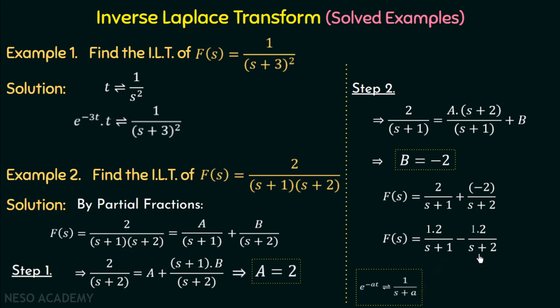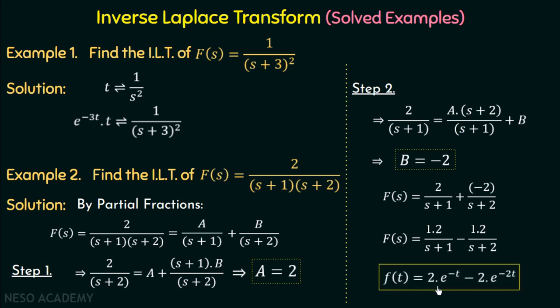Similarly, 1 over (s plus 2) will have an inverse Laplace transform e to the power minus 2t, because a is replaced with 2. And both these fractions are multiplied with 2, so we will have the time domain function as 2 multiplied with e to the power minus t minus 2 multiplied with e to the power minus 2t. Here the inverse Laplace transform of 1 over (s plus 1) is e to the power minus t, and the inverse Laplace transform of 1 over (s plus 2) is e to the power minus 2t.